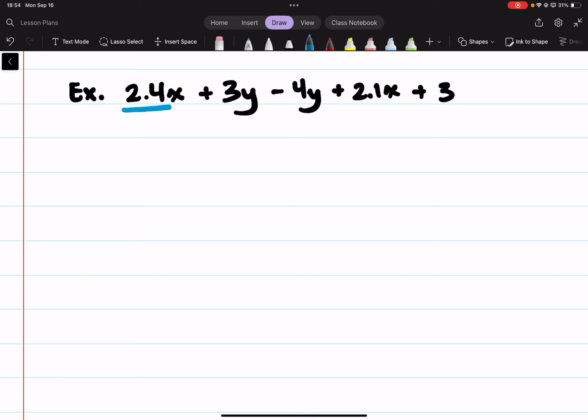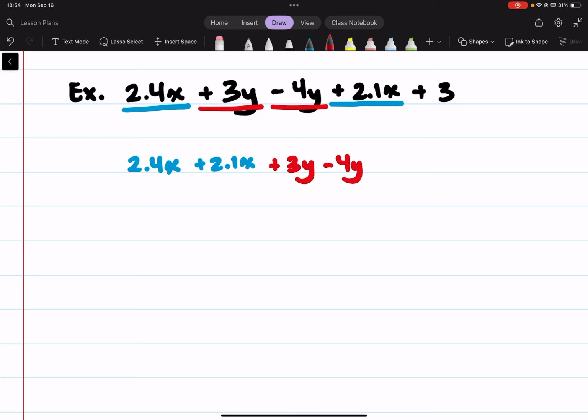I'm going to start with the first variable that I have, and a lot of rewriting actually. 2.4x right there. Now, I'm going to look for the other x's first. So I'm going to ignore all the y's, and I'm going to jump to this one right here, which is plus 2.1x. All right, then I have no more x's, so I'm done. Now I'm going to go to the next one, which is plus 3y minus 4y right there. And then I'm going to go with the final number here, and I'm just going to use the color black right here, and then plus 3. All right, so I have my 3 things that I'm going to work on.